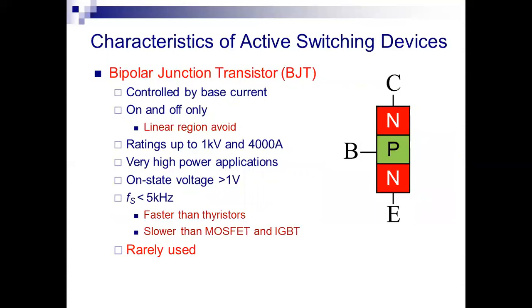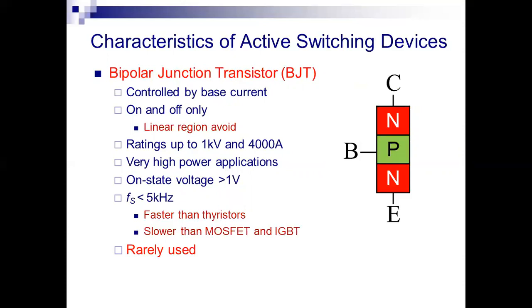Next, the bipolar junction transistor. Here it is shown as a two-junction, three-layer device, the NPN, and the base, emitter, and collector have been provided here. That is a bipolar junction transistor controlled by a base current. Normally an SCR is controlled by a gate. Here it is controlled by a base current, on and off only, and a linear region is avoided.